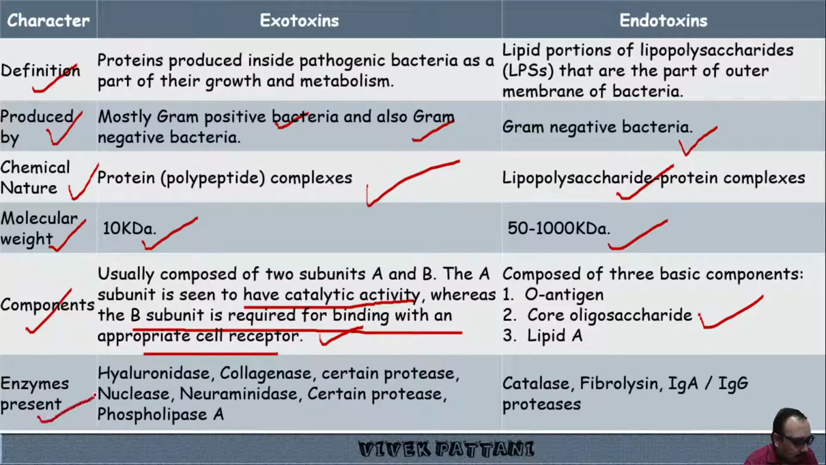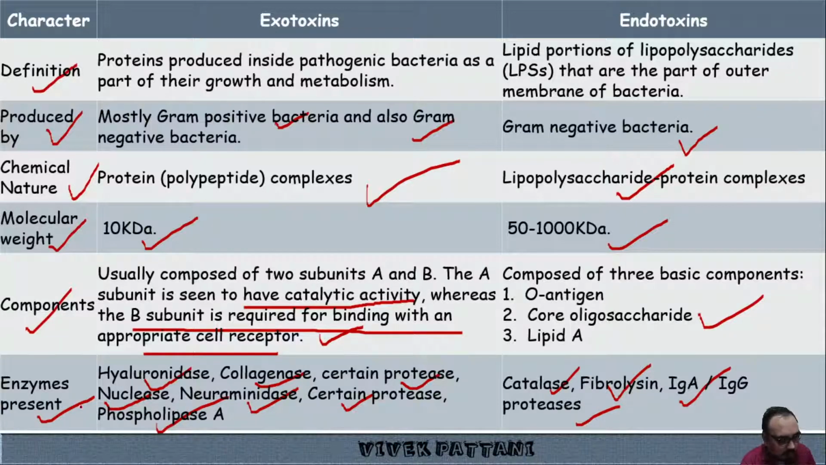Now, the presence of enzymes in the toxins, or more specifically the enzymatic activity, which type of enzymatic activity this may have. For exotoxins, it may be hyaluronidase, collagenase, certain proteases, nucleases, neuraminidase, as well as phospholipase A. Whereas in the case of endotoxins, it may be catalase, fibrinolysin, or IgA or IgG proteases.